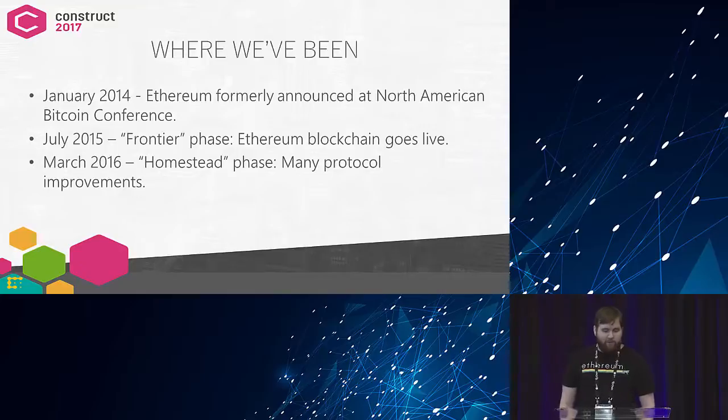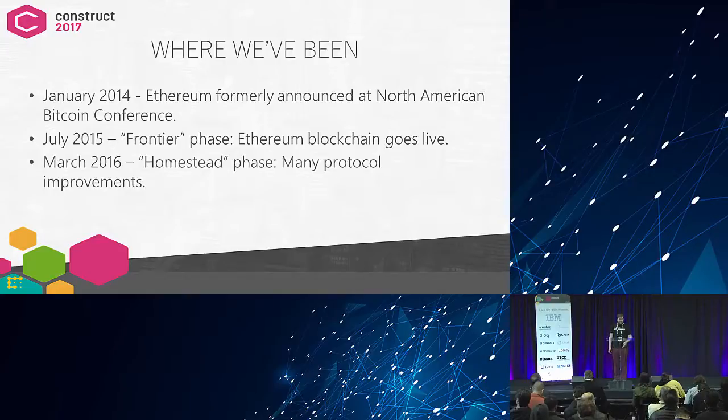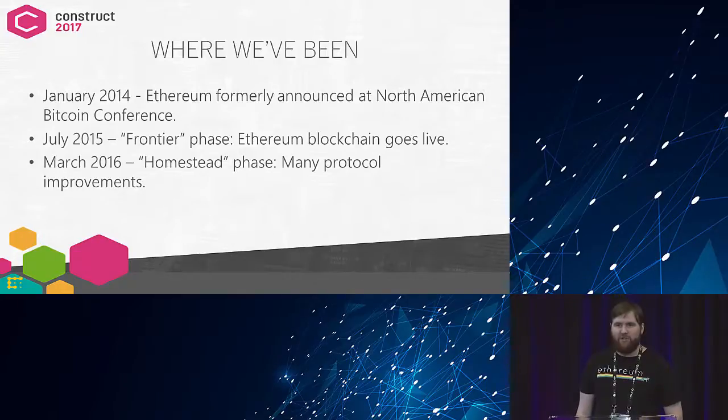Cool. So, where we've been. January 2015 is when Vitalik Buterin formally announced Ethereum at the North American Bitcoin Conference. That was the start of people getting excited publicly about Ethereum. It set things in motion. We had a crowd sale after that, and then in July 2015, we started the Frontier phase. Actually, that should be January 2014, my bad. July 2015, we started the Frontier phase, which is when the blockchain actually went live.